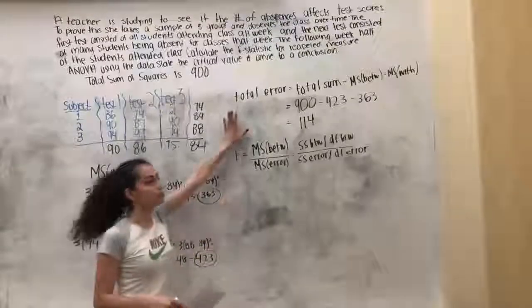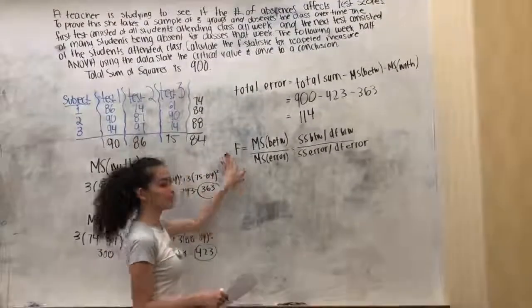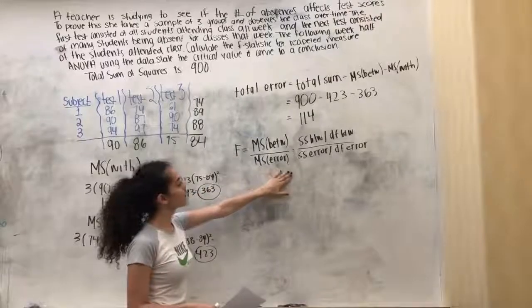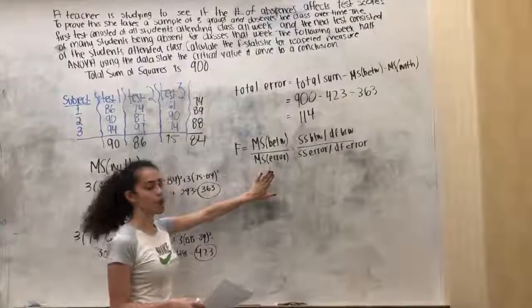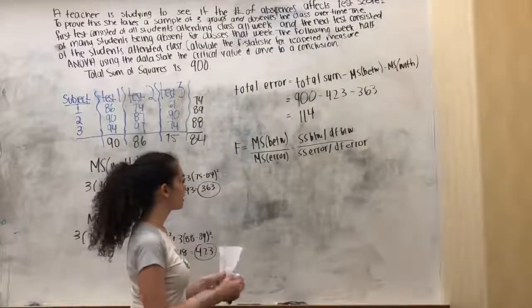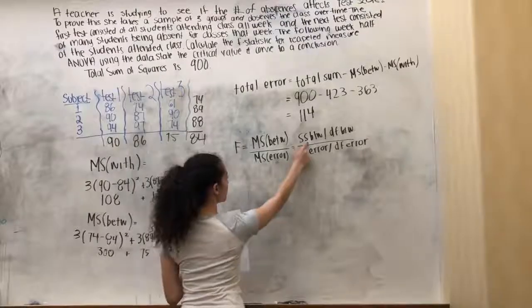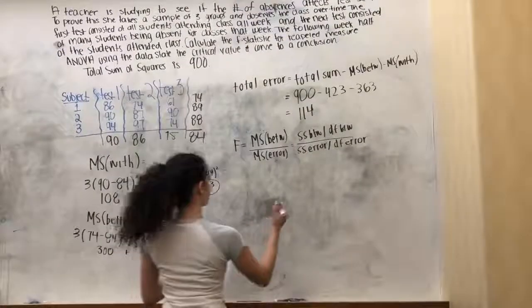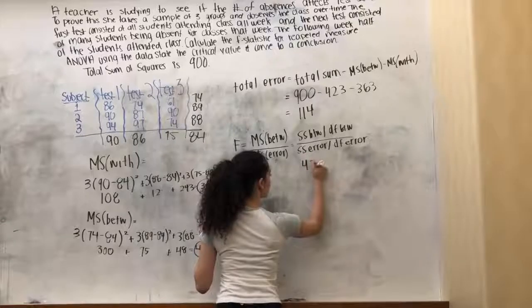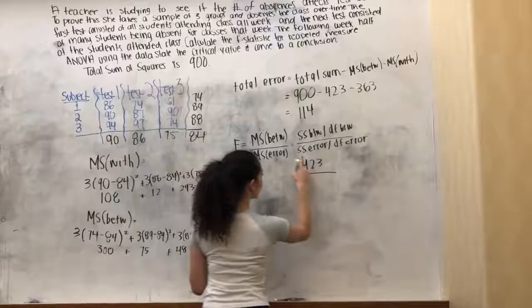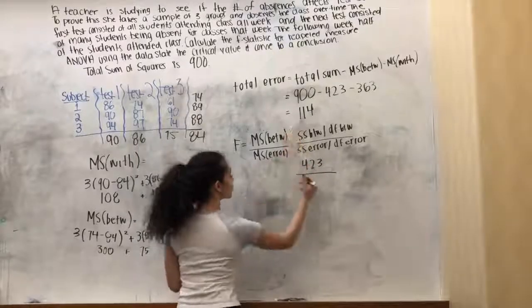So now that we solved the total error, we're going to move on to find the F statistic. The F statistic is the variance of the group means divided by the mean of within group variances. And this is the equation for the F statistic. It's MS between over MS error. So now we're going to plug in, and SS between is going to be 423 over SS error is going to be 114.